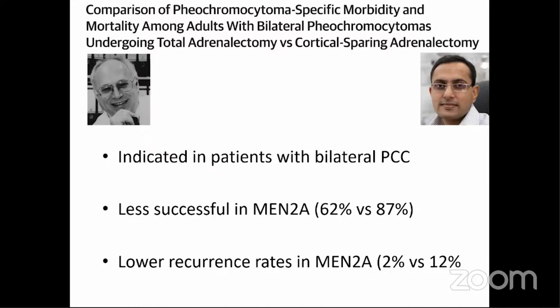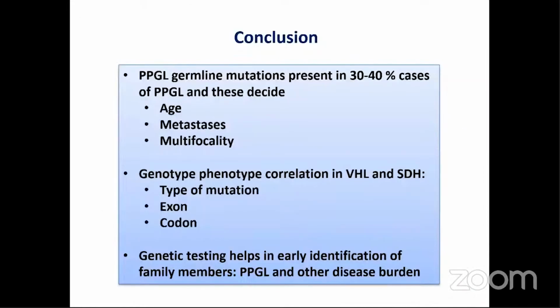In fact, this is an international multicentric study initiated by Newman, in which even KM was part of. So here, typically we consider cortical sparing adrenalectomy for patients with bilateral pheochromocytomas. When we are dealing with patients of MEN2A, the cortical sparing adrenalectomy was less successful. However, the recurrence rate was significantly lower in MEN2A patients. This is the difference which we had in the study between MEN2A and VHL.